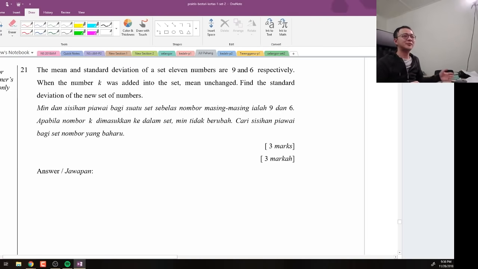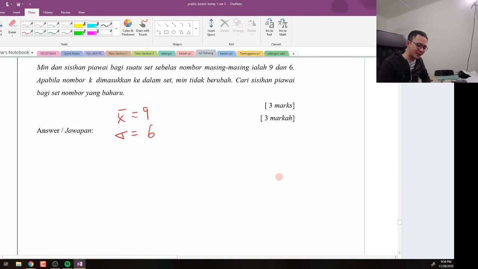Alright, so move on. The mean and standard deviation for 11 numbers is 9 and 6 respectively. When k is added into the set, the mean is unchanged. Find the standard deviation of the new set of numbers. This question is not really hard, but you have a lot of things to do. First, I know the mean equals 9 and the standard deviation equals 6. When k is added into the set, that means you add one more number into the set.